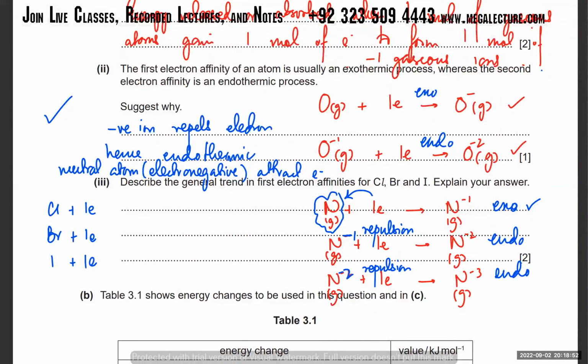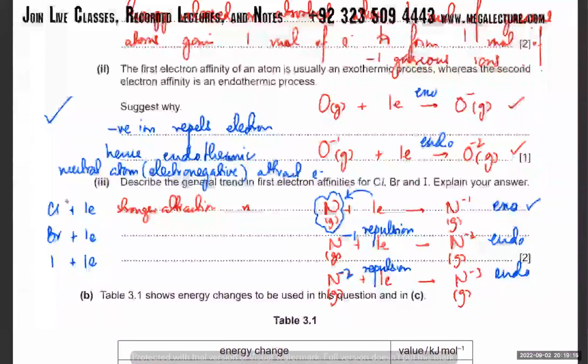Is it going to be Cl or Br out of the three? Smaller atoms, do they attract electrons, or bigger atoms, do they attract electrons strongly? Smaller atoms. So there's stronger attraction, right? Yes, sir. Which means it's going to be more exo, the first one.